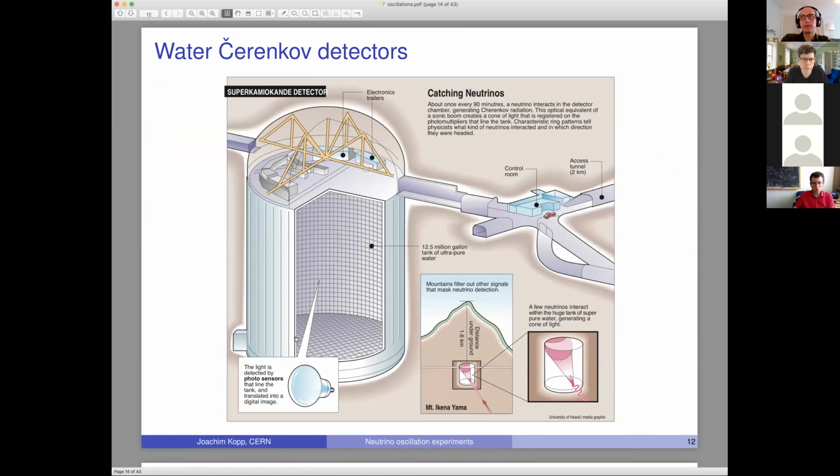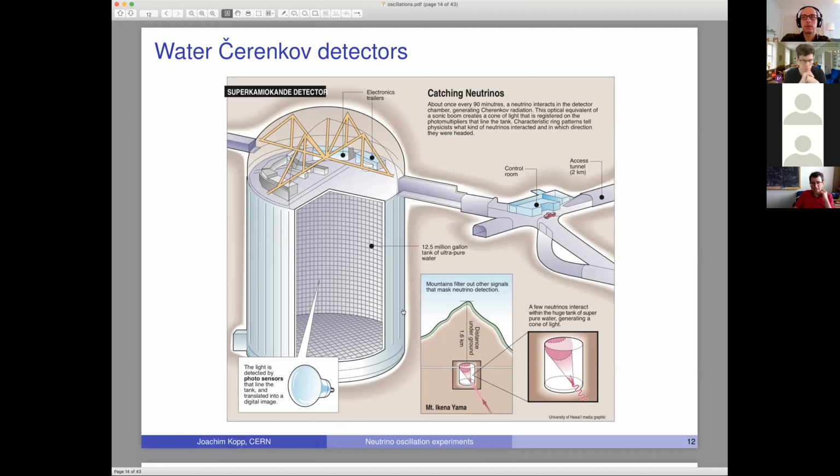It's a huge tank filled with water, 50 kilotons of water to be precise, and surrounded on all sides with photomultiplier tubes. It's located deep underground in the Kamioka mine in Japan. So there's more than 1.5 kilometers of rock over it to shield it against cosmic rays, to make sure that we can do neutrino physics in a reasonably background-poor environment.